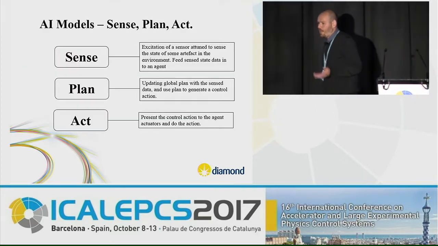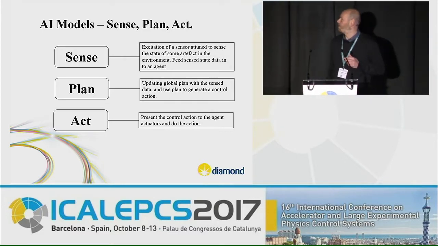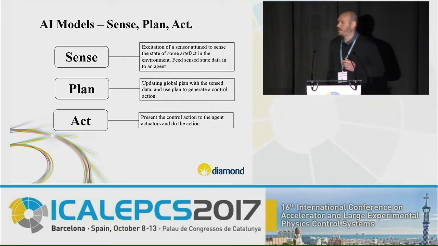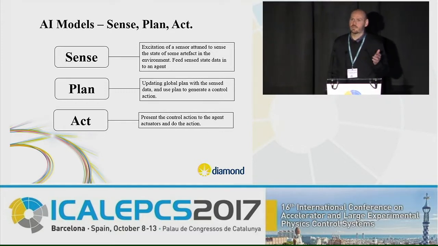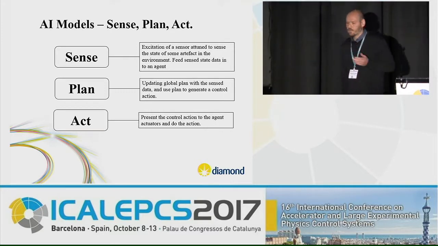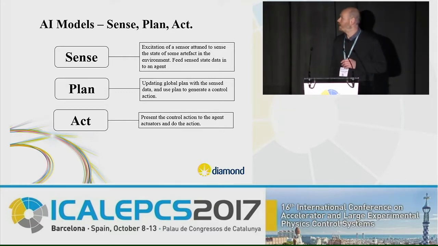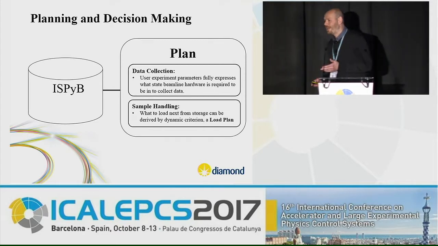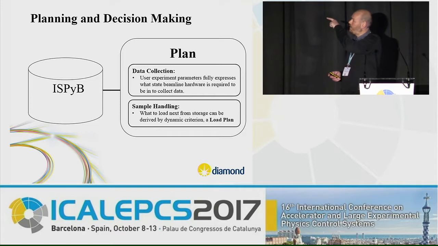Any AI architecture has these three capabilities. They need to sense, plan, and act, to enable an agent to act autonomously within its operational environment. So we've got to work out, given sense, plan, and act, where this lies in terms of VMXi and automation. Our plan here, as I said, the data collection experiments, they're stored in ISPyB.